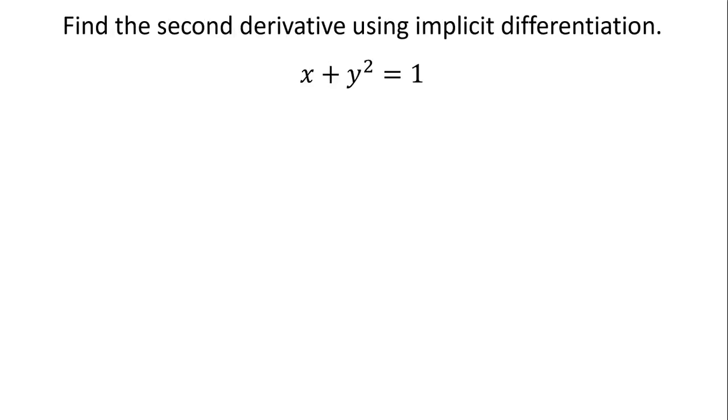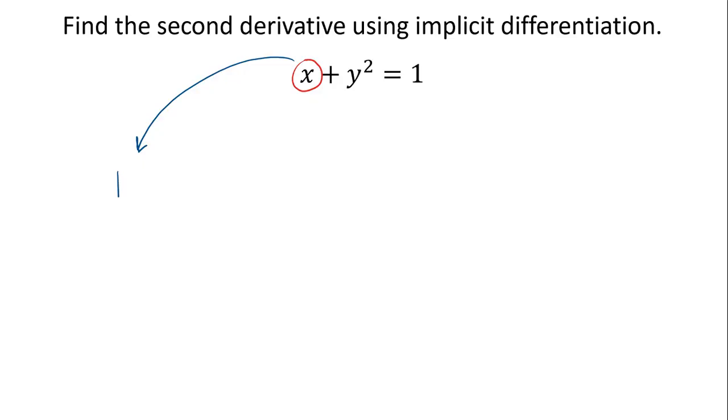In this video, I want to do a couple of examples of finding higher order derivatives using implicit differentiation. In this example, we need to find the second derivative of x plus y squared equals 1. To find the second derivative, we have to find the first derivative first.